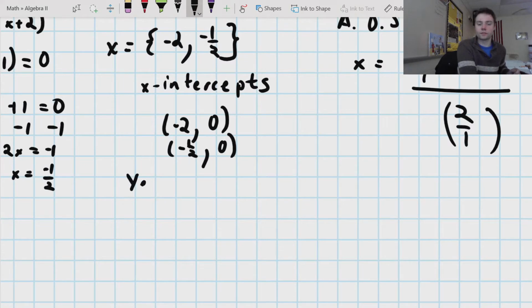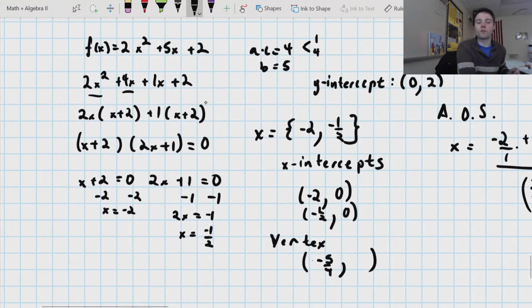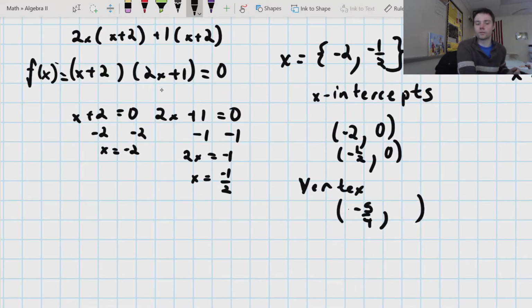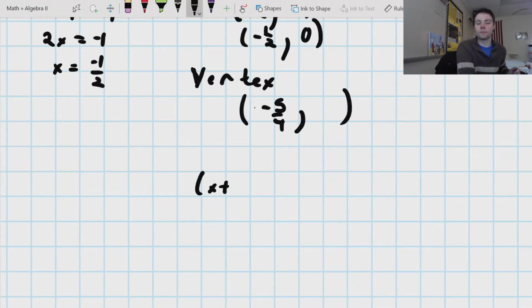So the vertex's x-coordinate is negative 5 over 4. To find the other part of the vertex, the y-coordinate, you plug it into any form of quadratic that's equal to your function. So here, this is f of x, this is f of x, this is f of x, this is f of x. As long as it's equal to your original function, you can plug it into any form. So what I like to do is plug it into the factored form once I've factored it. So I'm going to do that. So I've got (x plus 2) and (2x plus 1).